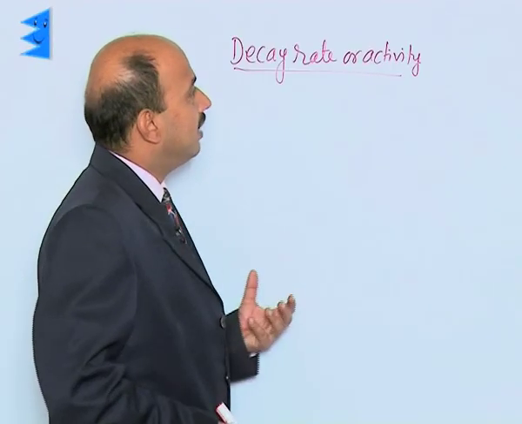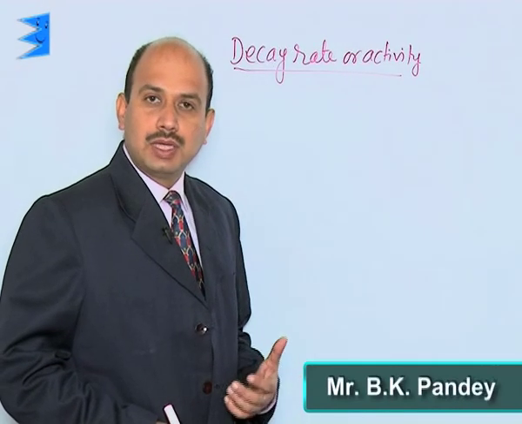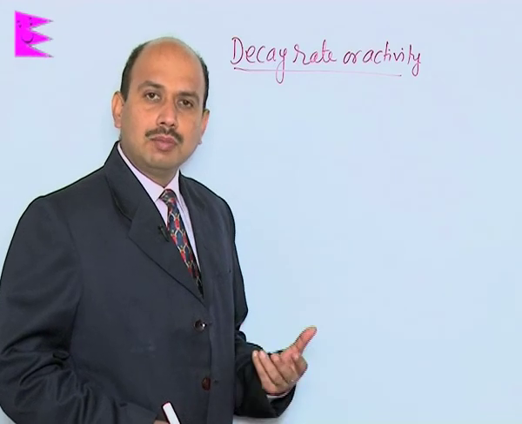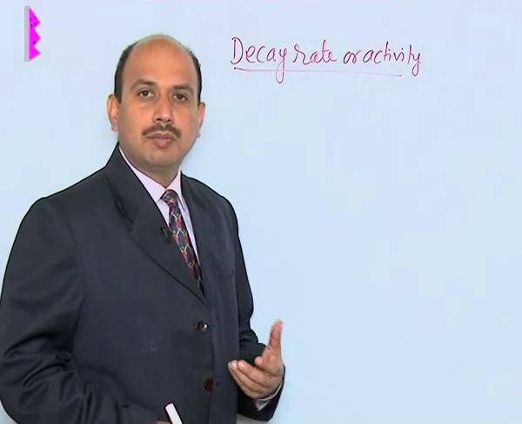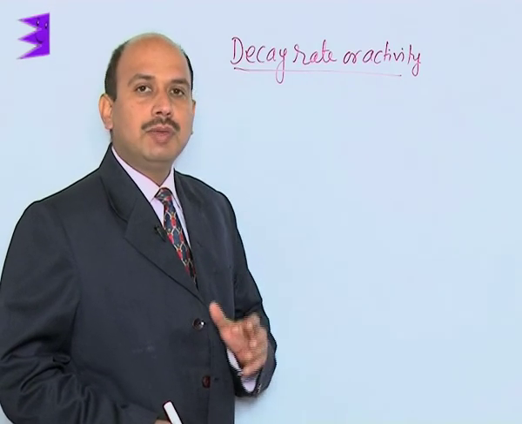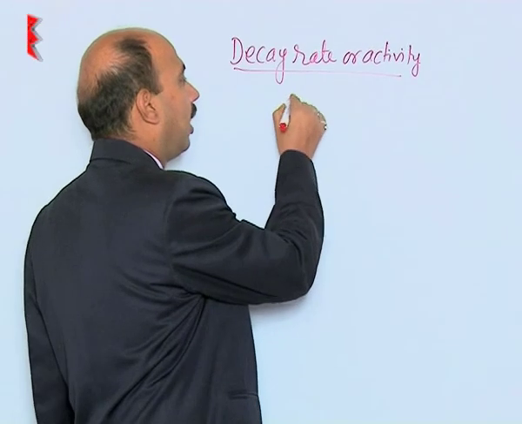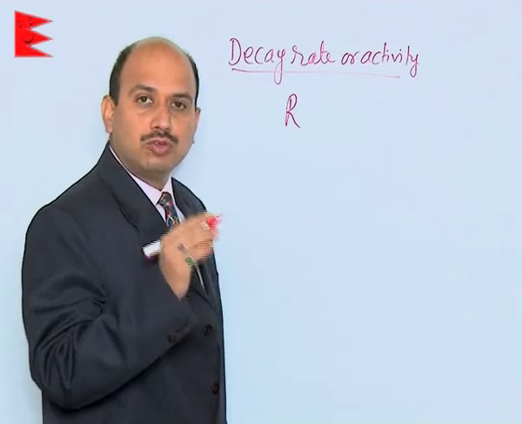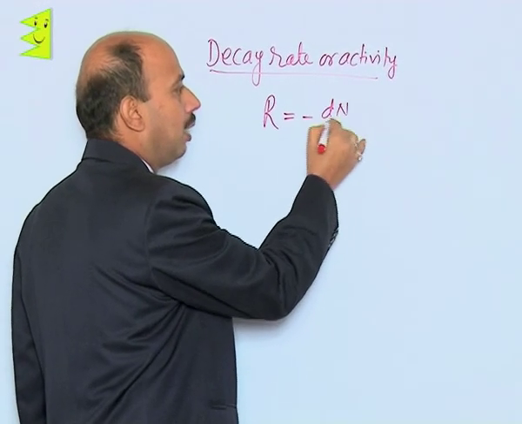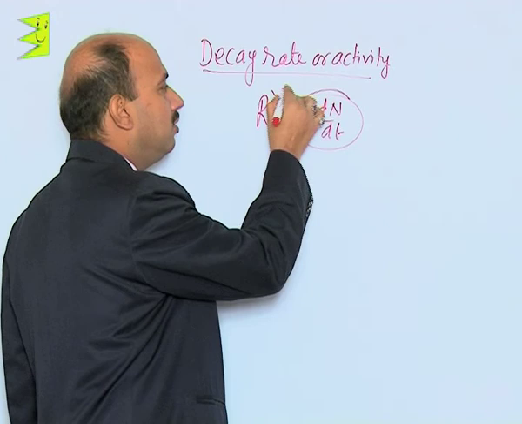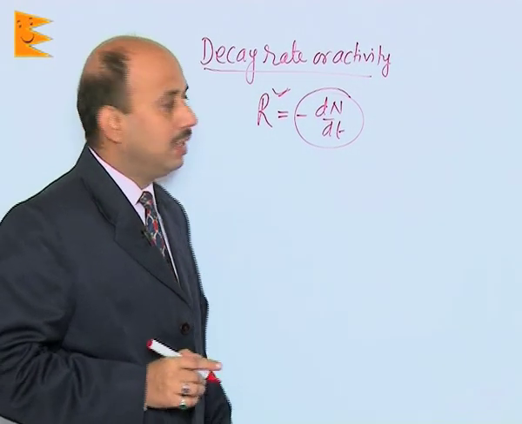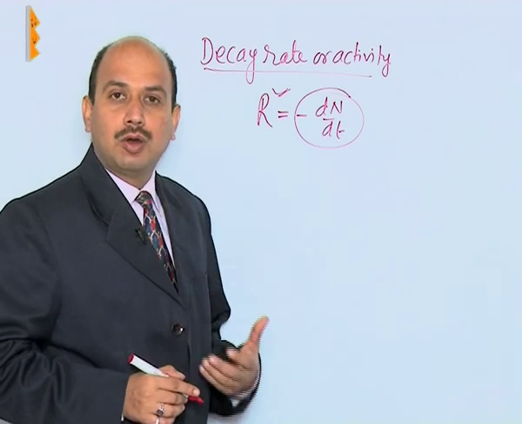Now see here, decay rate or activity. Actually we have done the number of atoms disintegrating per second. Calculating the number of atoms disintegrating is not so easy to measure. But if you measure the decay rate, that is represented by R, that is also called activity. It is a positive quantity, that is minus dN upon dt. So this is easily measurable. So in place of the number of atoms disintegrating, we use here decay rate or the activity.